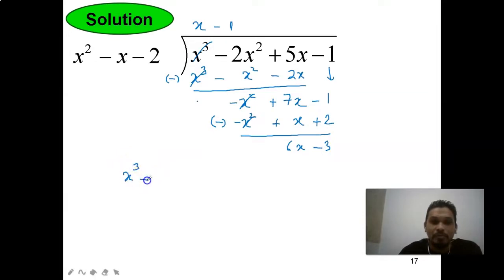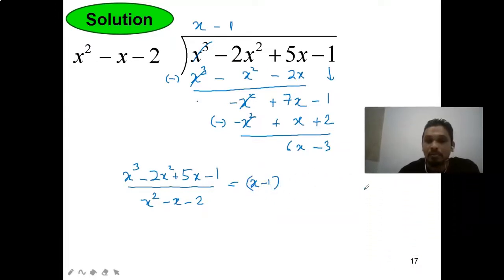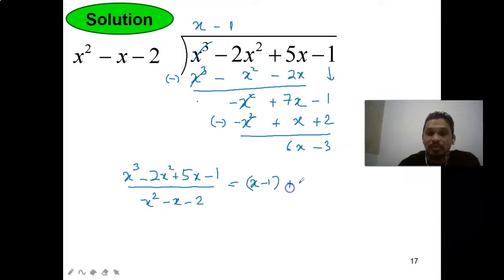x cubed minus 2x squared plus 5x minus 1 divided by x squared minus x minus 2 equals, okay, so this is the quotient, which is x minus 1, plus the remainder here over the divisor, 6x minus 3 divided by x squared minus x minus 2. Okay, I forgot something.